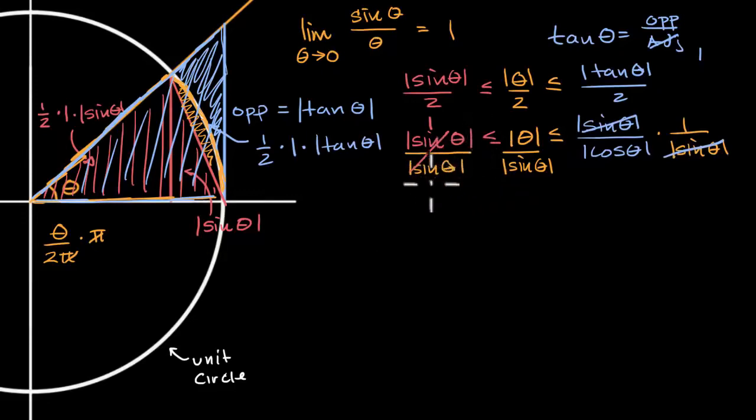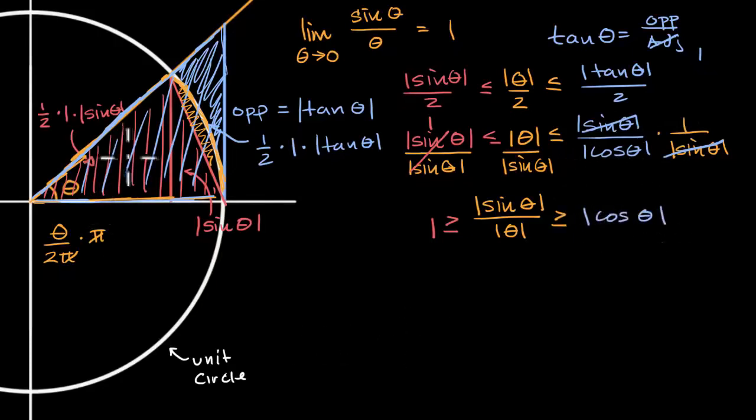So the next step I'm going to do is take the reciprocal of everything. And so when I take the reciprocal of everything, that actually will switch the inequalities. The reciprocal of 1 is still going to be 1. But now, since I'm taking the reciprocal of this here, it's going to be greater than or equal to the absolute value of the sine of theta over the absolute value of theta. And that's going to be greater than or equal to the reciprocal of 1 over the absolute value of cosine of theta, which is the absolute value of cosine of theta.